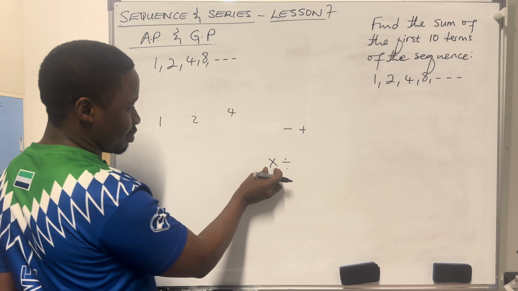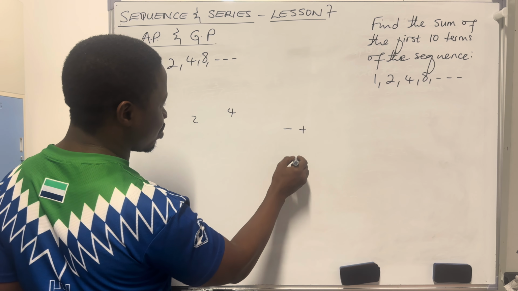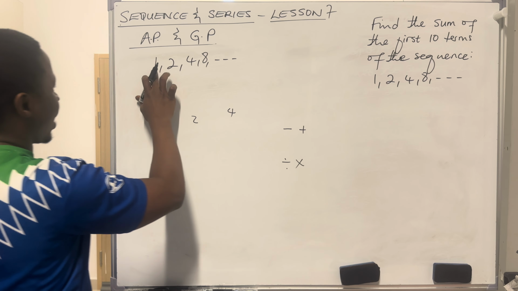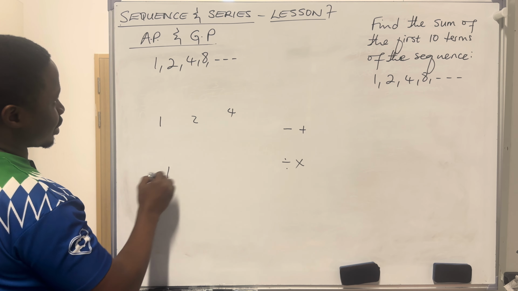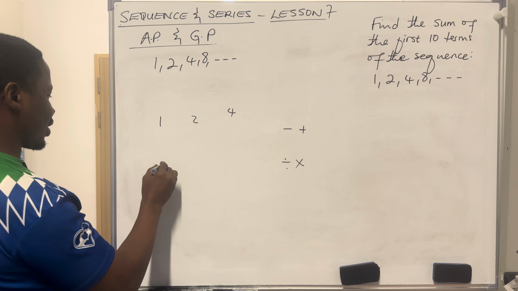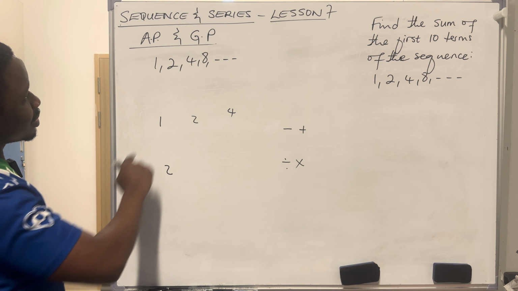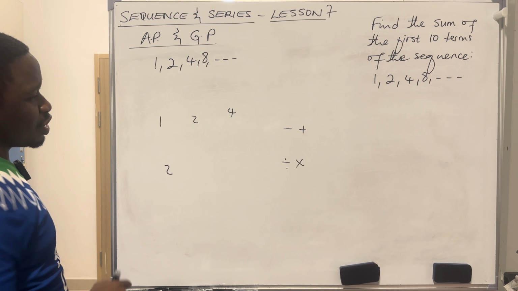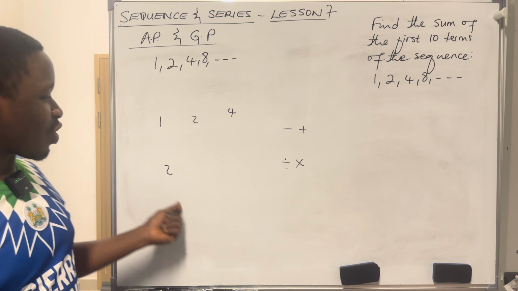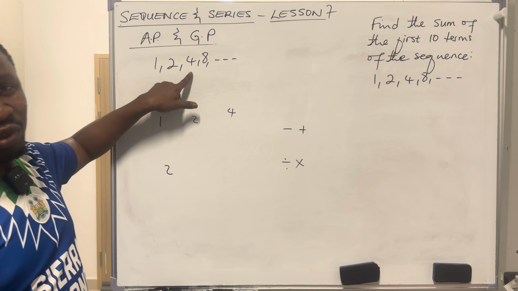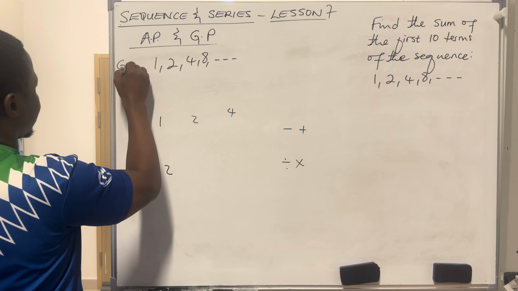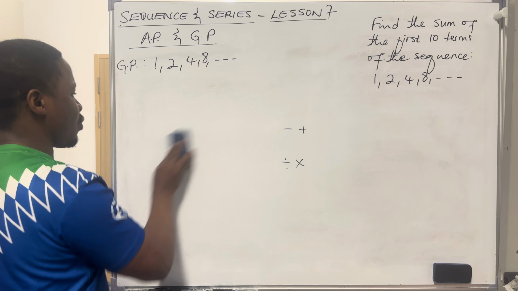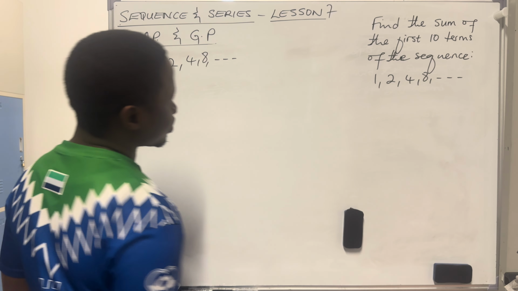Here, try the division before the multiplication. Let us try for GP. 2 divided by 1 is 2. Sorry, I said 1 earlier, but it's 2. 4 divided by 2 is 2. 8 divided by 4 is 2. So by division, we have a constant value. That means this one is a GP. So if we are to apply any formula, it has to be a GP.